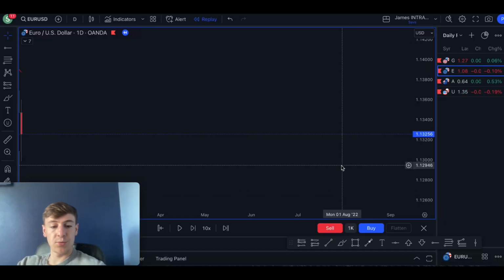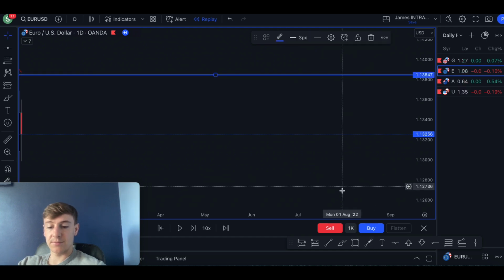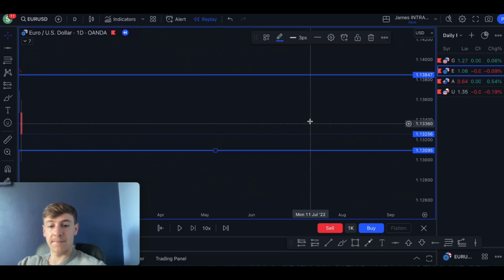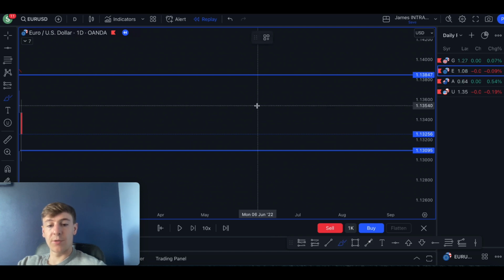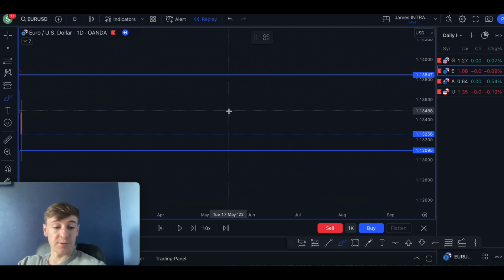Let me show you exactly what I do, and then I'll break down some examples of it. So I'll look for key support and resistance levels. So let me just draw this out here. And then when we get to these levels, I want to look for a trend change on the lower time frame. So this primarily happens on the 1 hour and 4 hour.